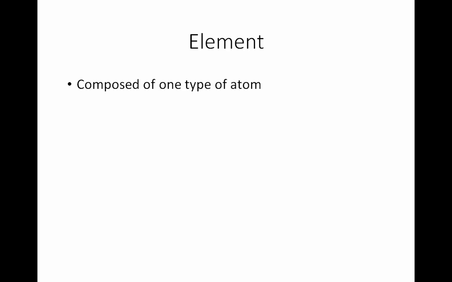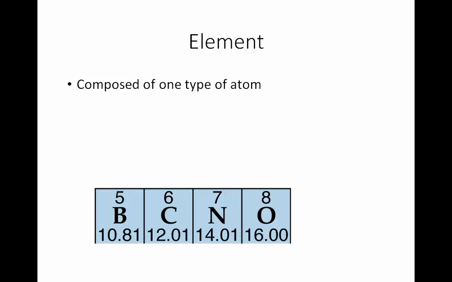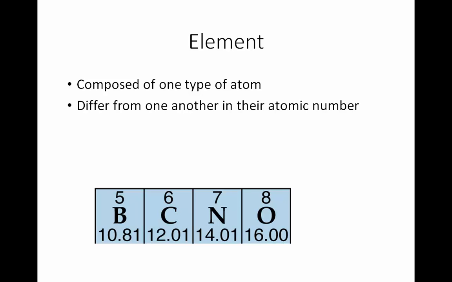Now, elements, as I said, are composed of one type of atom. And here's just a little piece of that periodic table so we can talk about what some of these numbers mean. This is boron, carbon, nitrogen, and oxygen. So they all make complete sense as to why those letters are the chemical symbols for those elements. All elements differ from one another in their atomic number, which is this number in the top of the box, 5, 6, 7, and 8 in this instance.